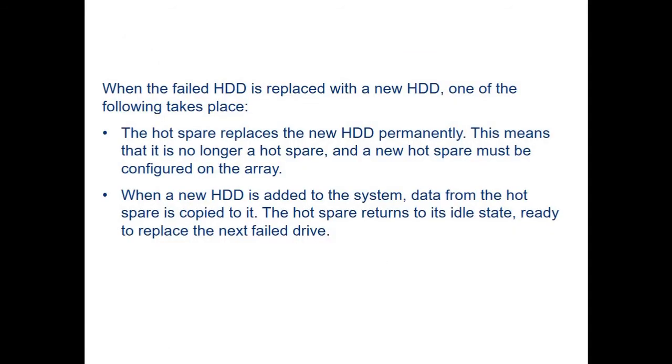When a failed hard disk drive is replaced with a new hard disk drive, one of the following takes place. The hot spare replaces the failed hard disk drive permanently. This means that it is no longer a hot spare and a new hot spare must be configured on that particular array. In such a scenario, the RAID controller will have to configure a new hot spare onto the storage array. Second scenario is when a new hard disk drive is added to the system, data from the hot spare is copied to it. The hot spare returns to its idle state, ready to replace the next failed drive.